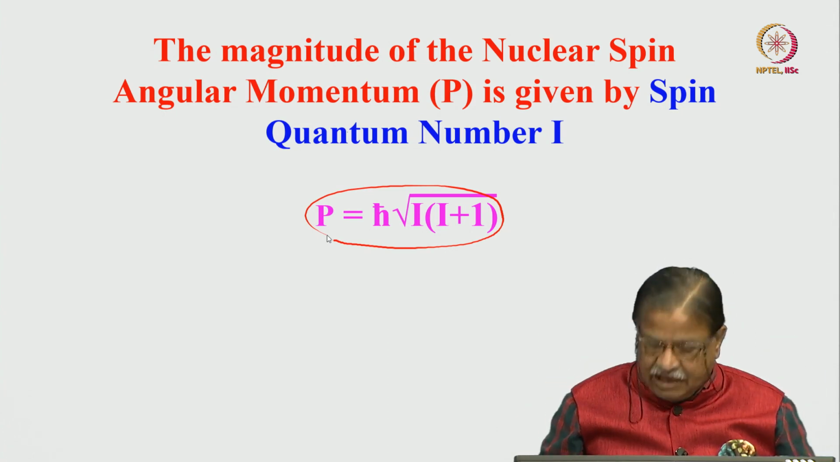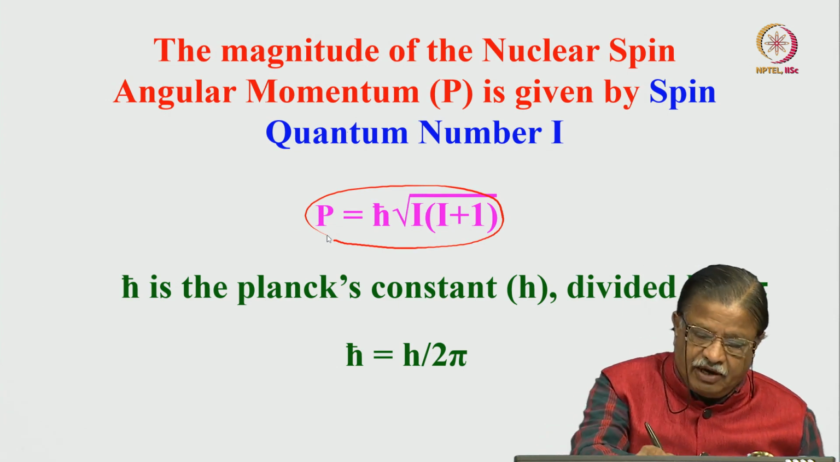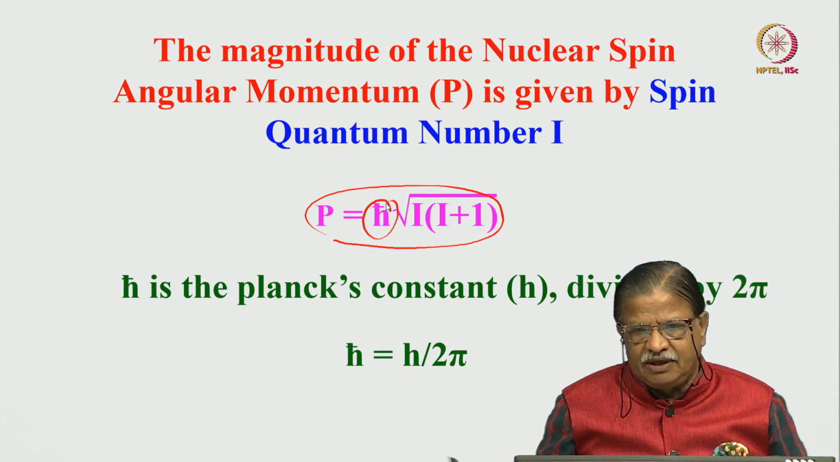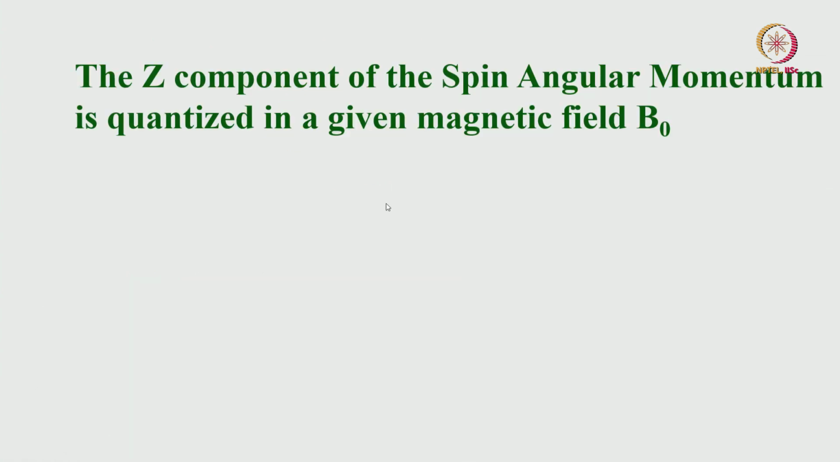It is just an equation I am giving you. Please take it. What is h? Of course, we all know h is Planck's constant. H cross is equal to h divided by 2 pi.